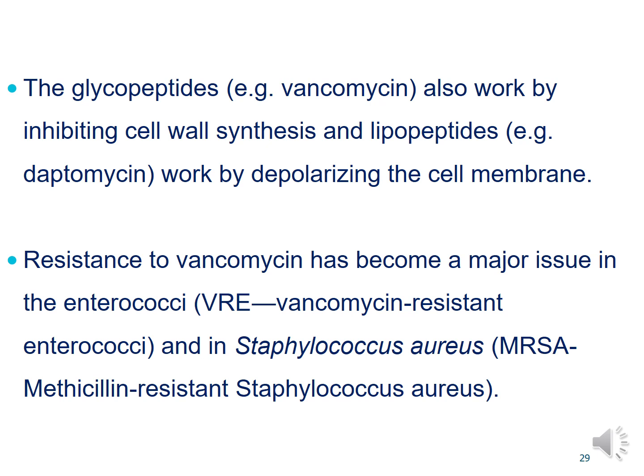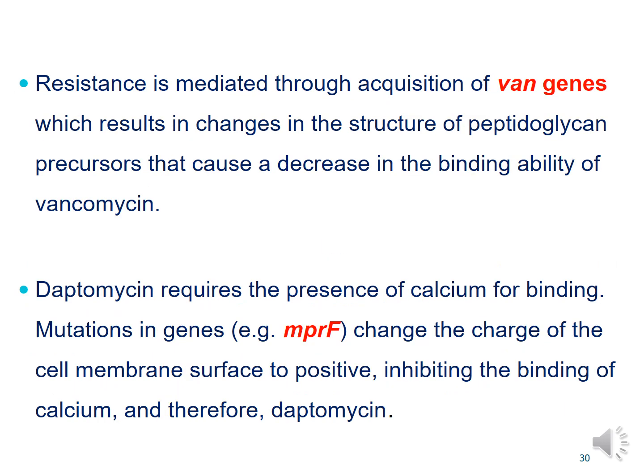Glycopeptides, for example vancomycin, work by inhibiting cell wall synthesis, and lipopeptides such as daptomycin work by depolarizing the cell membrane. Resistance to vancomycin has become a major issue in the enterococci, that is VRE, vancomycin-resistant enterococci, and Staphylococcus aureus, that is MRSA, methicillin-resistant Staphylococcus aureus. Resistance is mediated through acquisition of van genes, which change the structure of peptidoglycan precursors and cause a decrease in the binding ability of vancomycin.